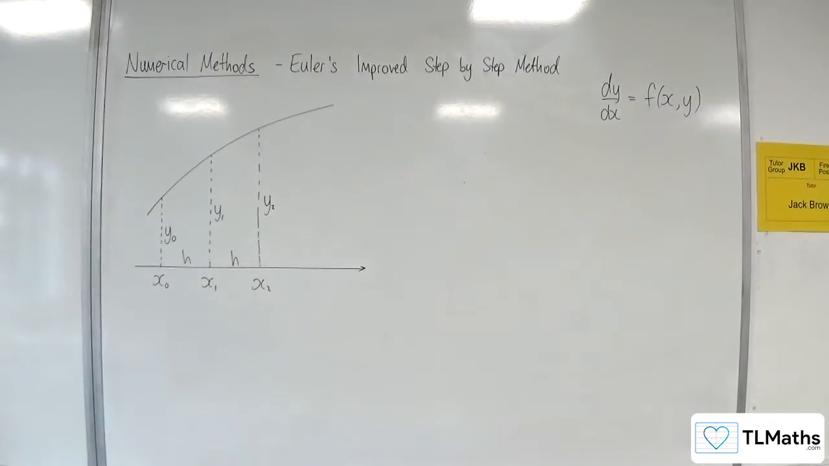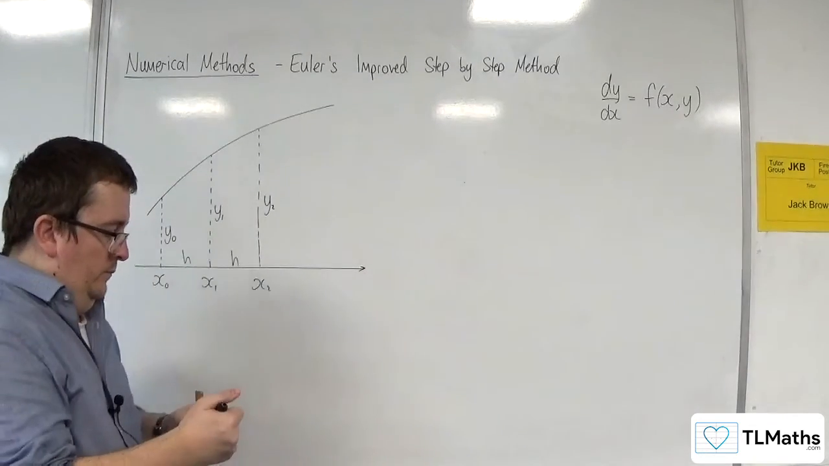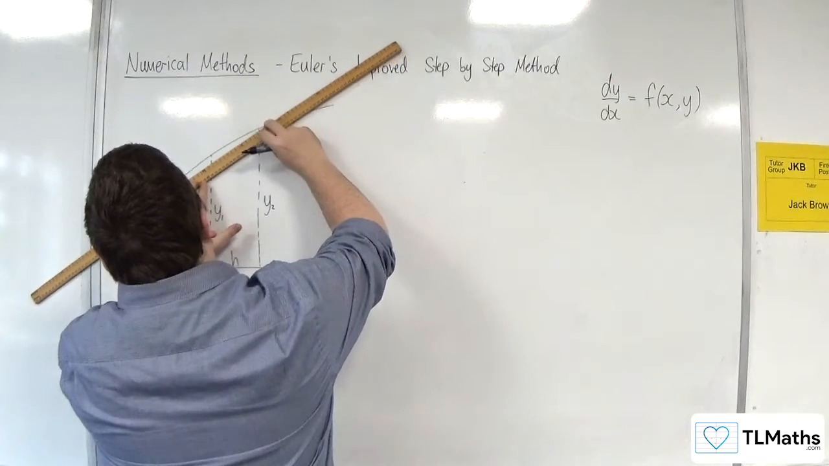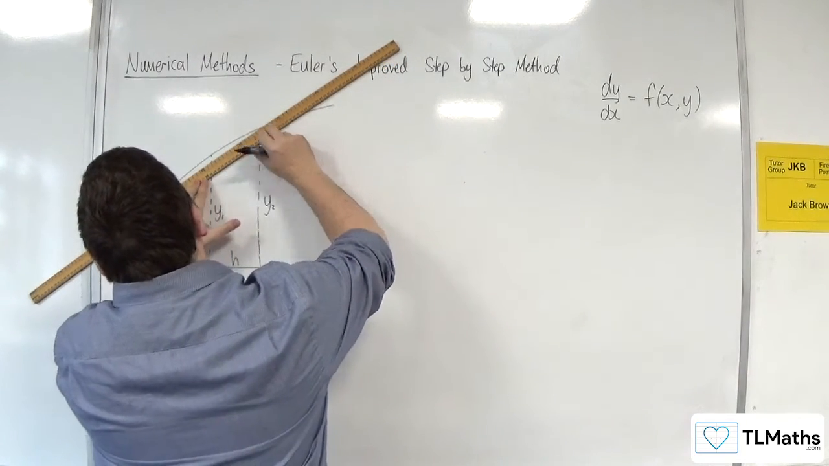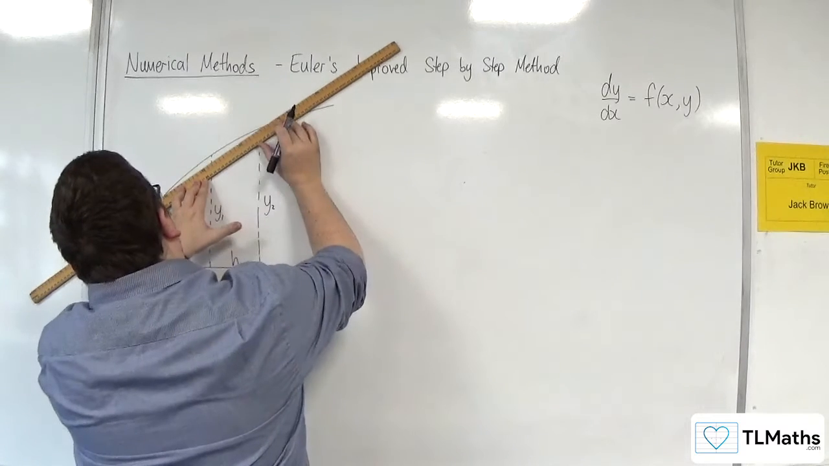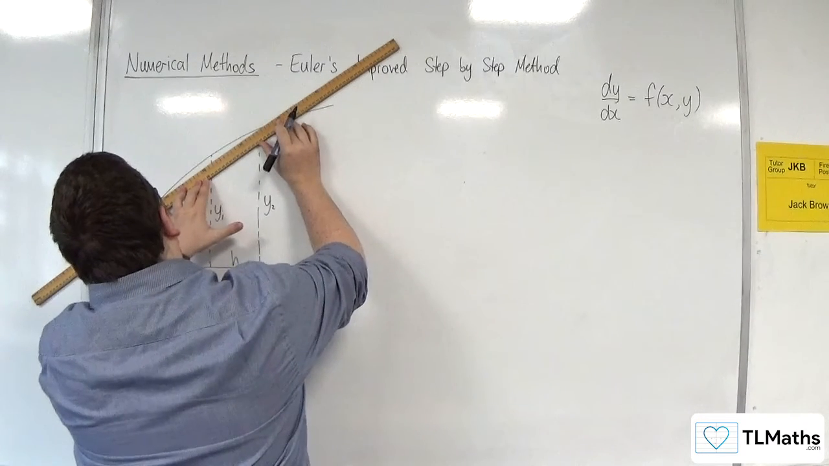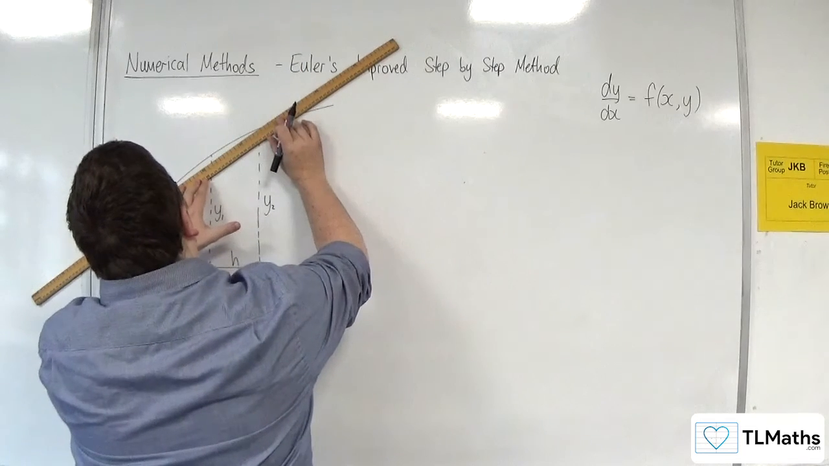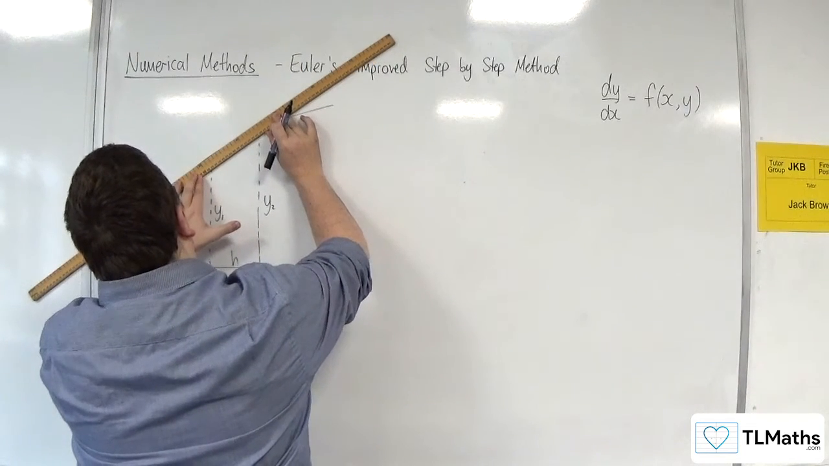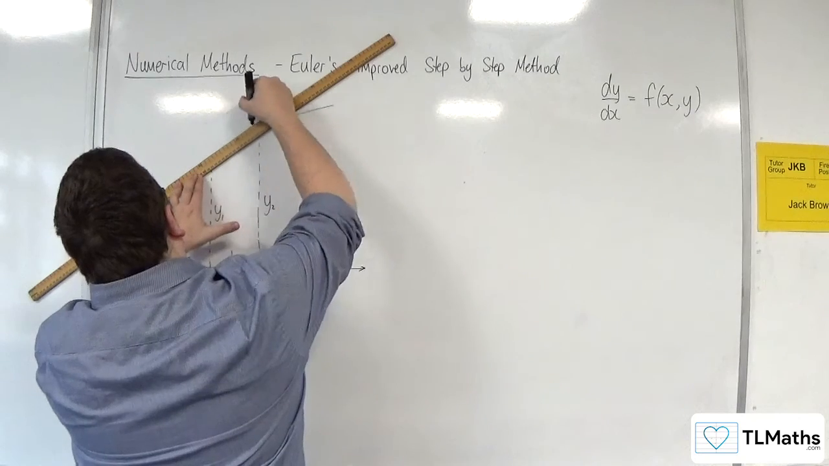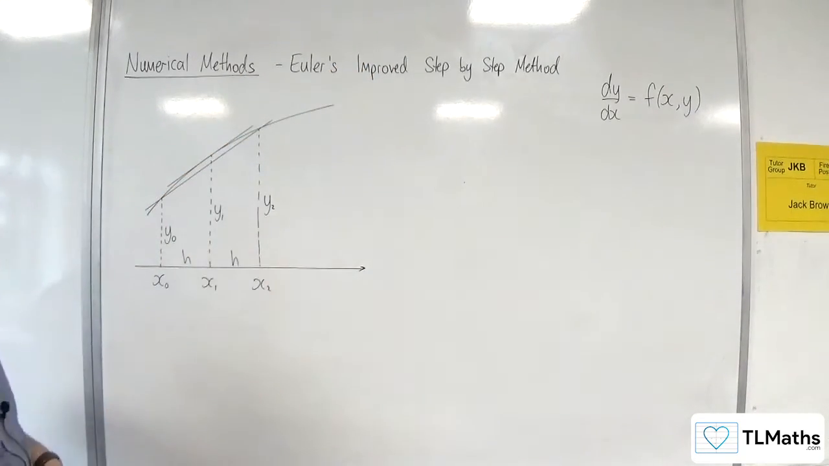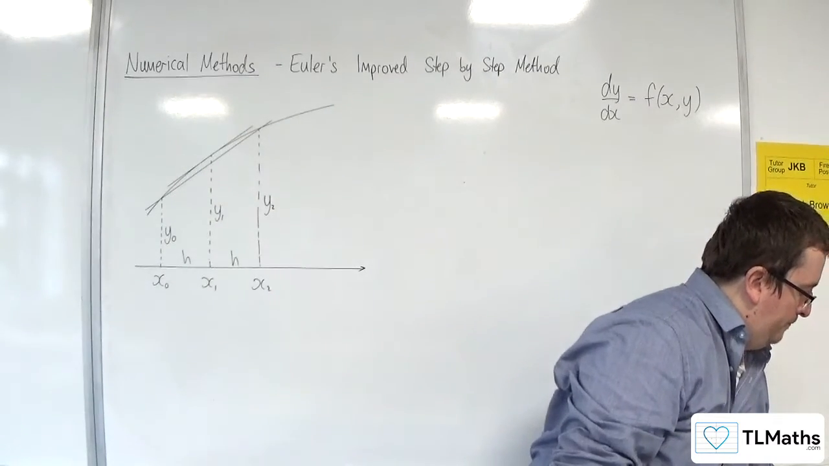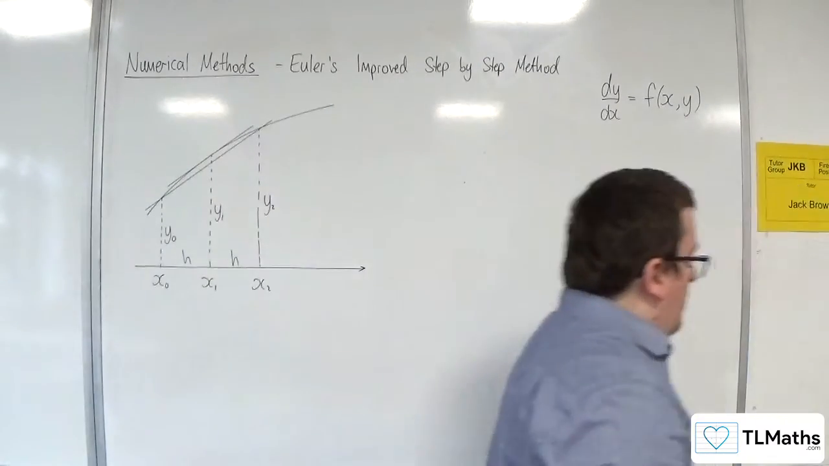So the idea is that, as long as h is small, the gradient between these 2 points here, so I'm going to try and draw it on, will be approximately the same as the gradient at that point there. So effectively those two gradients will be parallel to one another. Okay, that's the idea. Just put that down.